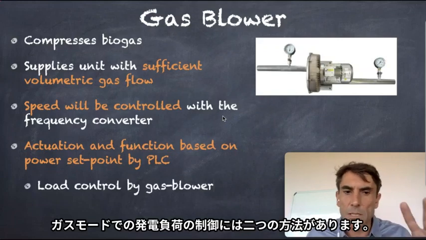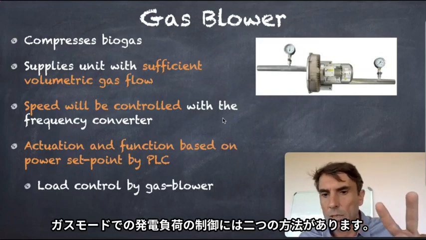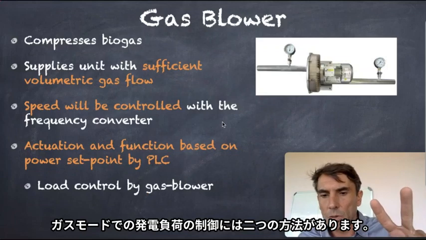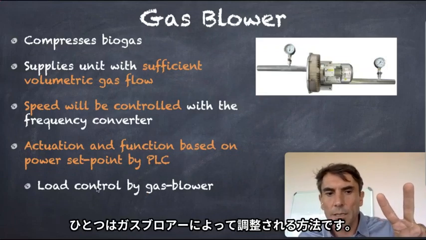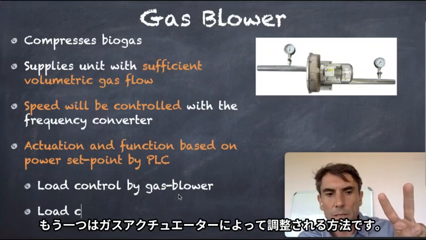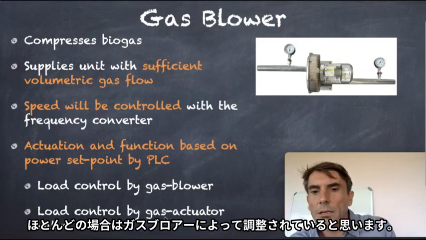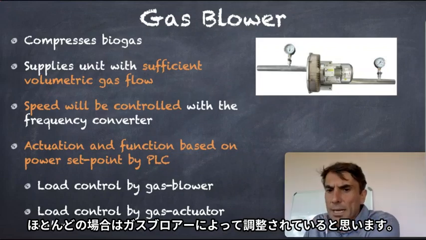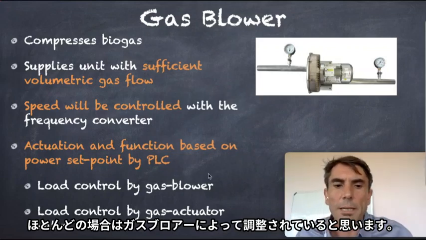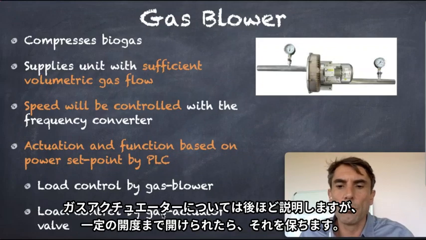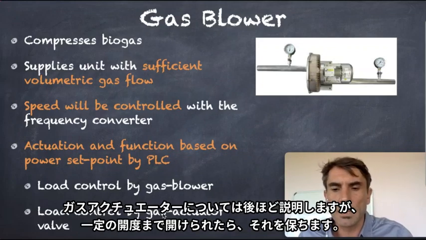We have two options of controlling the load at the CHP in gas mode. One is load control by the gas blower. The other option is control by the gas actuator. In most of your cases, I think all the plants are controlled by the gas blower. So the gas actuator opens, we come later again to that, to a certain point, and it's a fixed point in percentage or in angle.